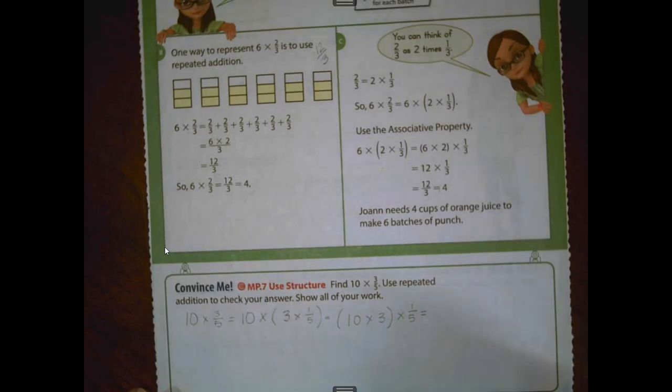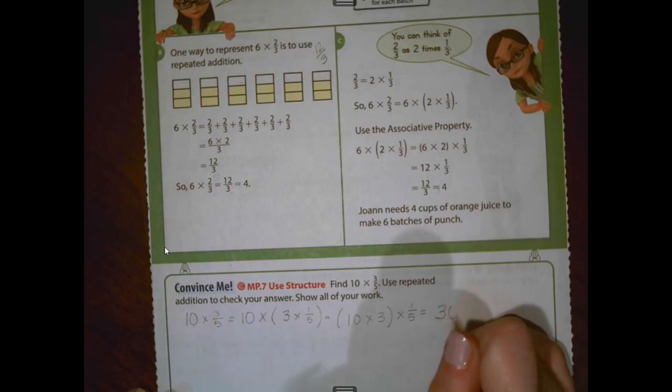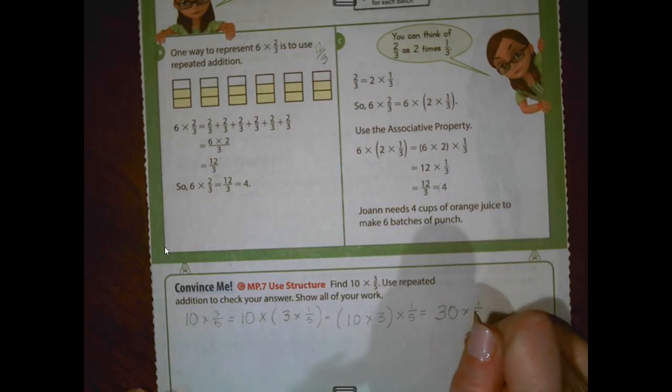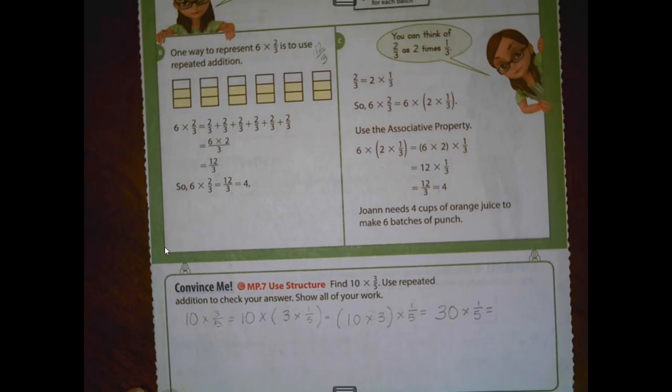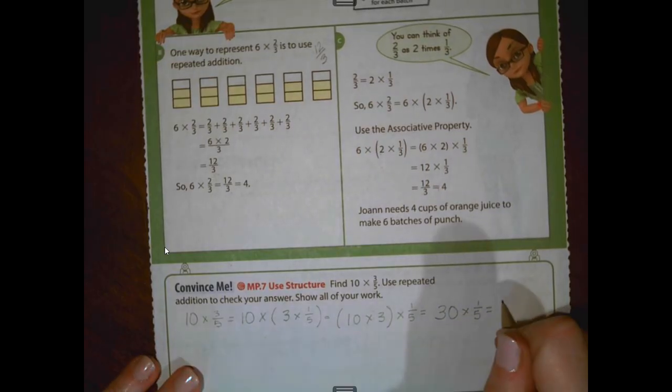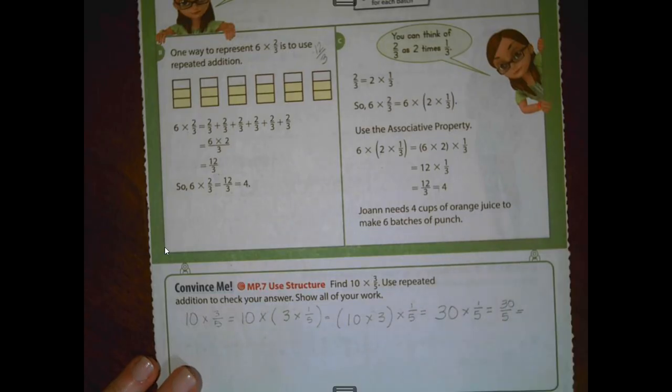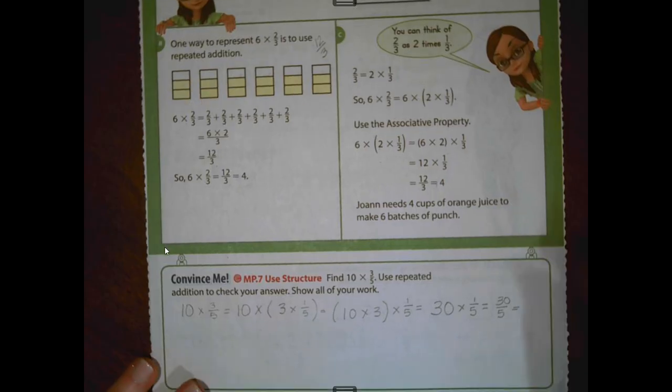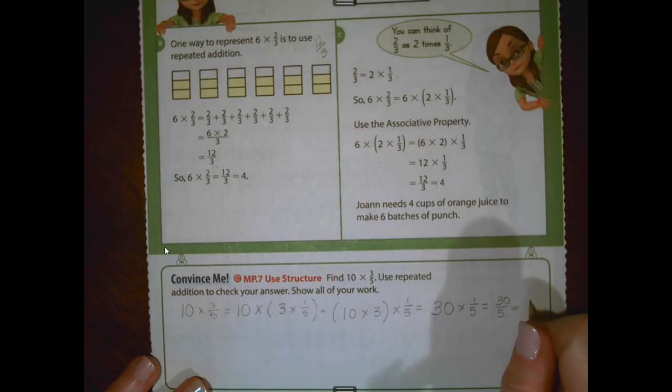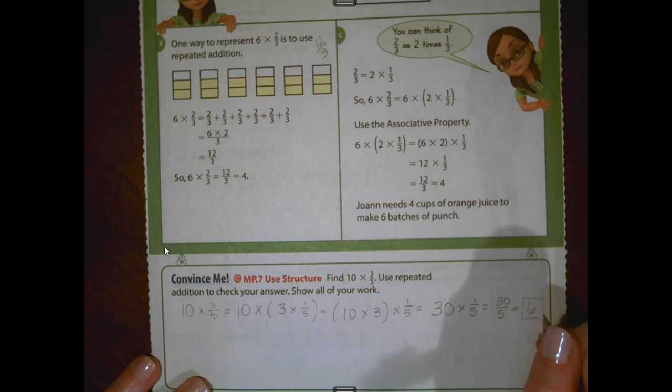So we know that 10 times 3 is 30, and 30 times 1/5 is what I now have, okay? So what I get is 30 times 1/5 would be 30/5. That improper fraction needs to be converted to a mixed number or a whole number. Let's see what happens when we divide that numerator by the denominator. 5 goes into 30 6 times even. So I get the answer 6.